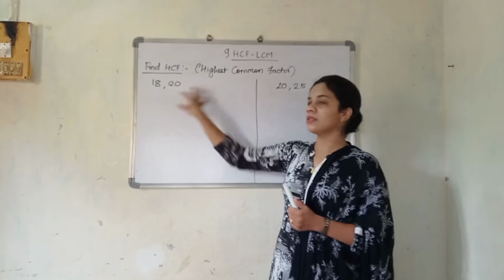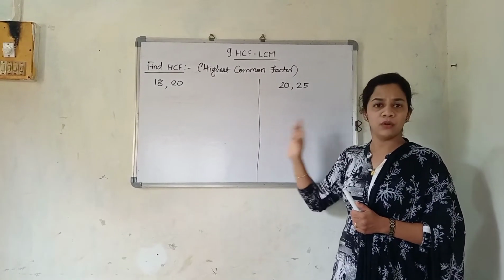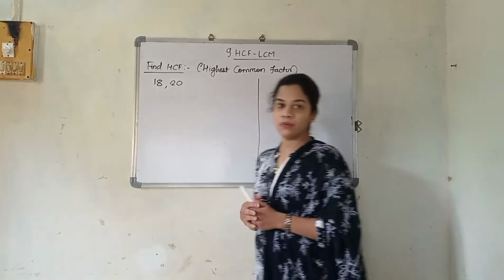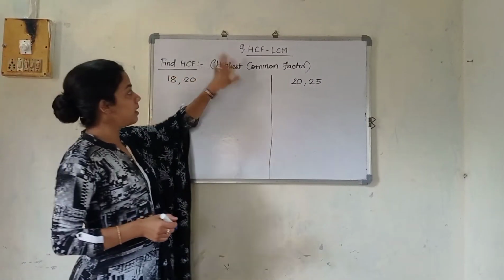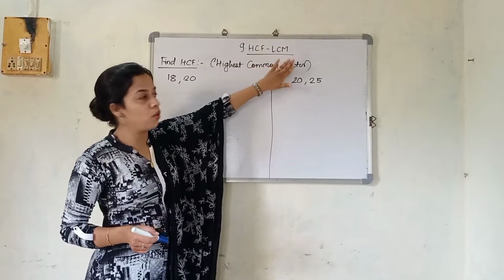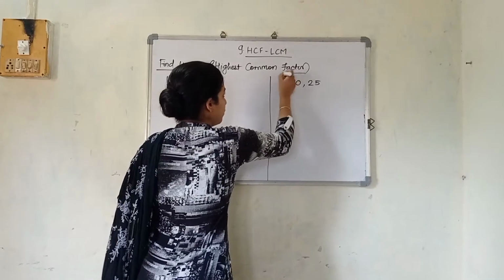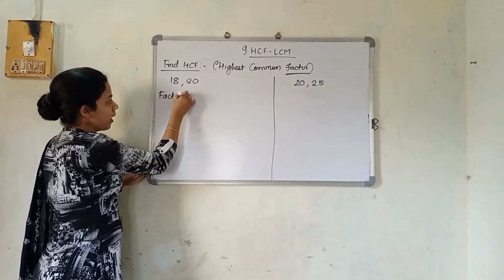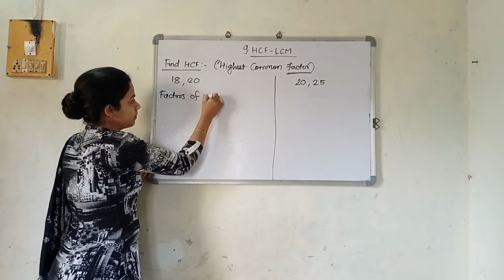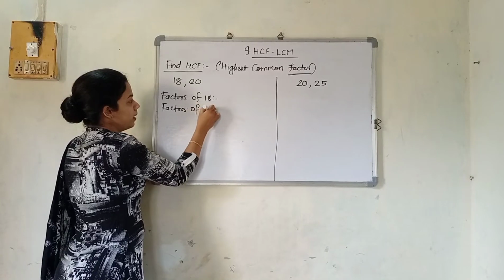So here two questions are given in front of you: 18 and 20, and 20 and 25. These are two different questions, so we are going to find them out. So 18 and 20. What is our question actually? Highest common factor. So we will go from this part. We are going to find the factors first. So what are we going to find out first? Yes, we are going to find the factors. So factors of 18 and factors of 20.